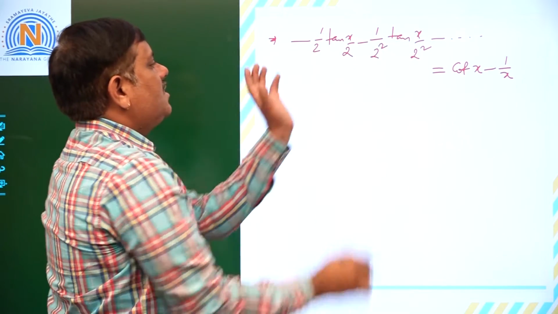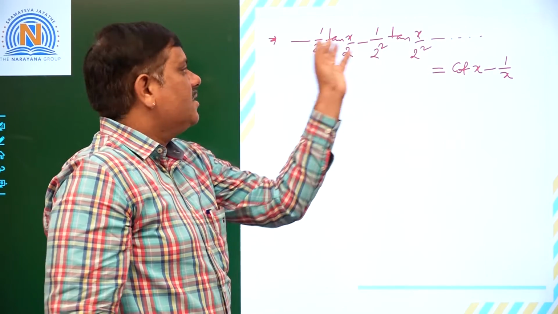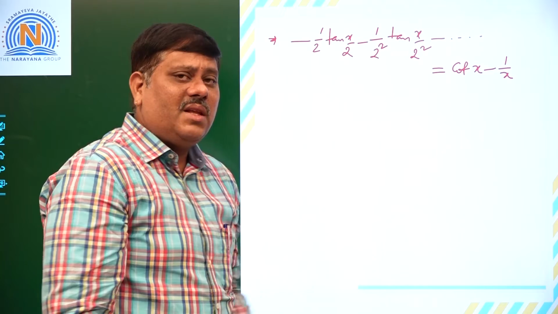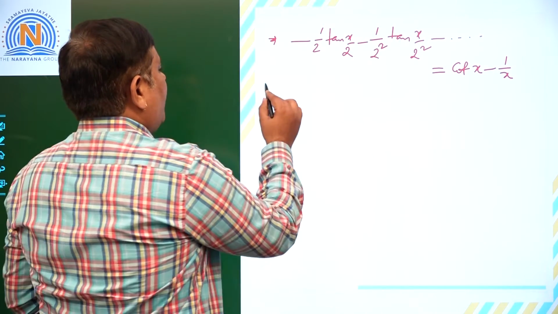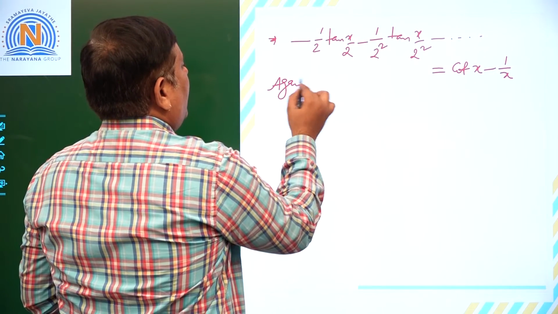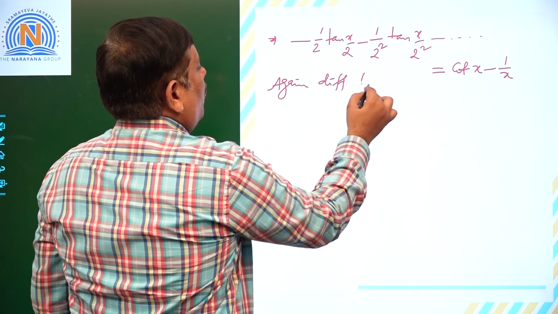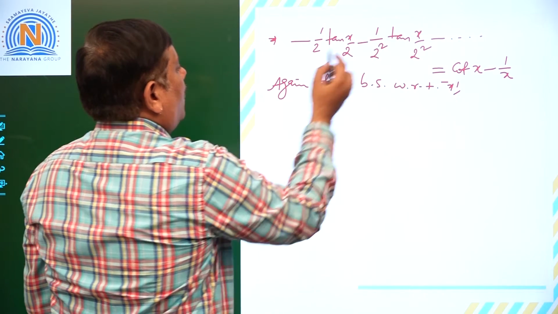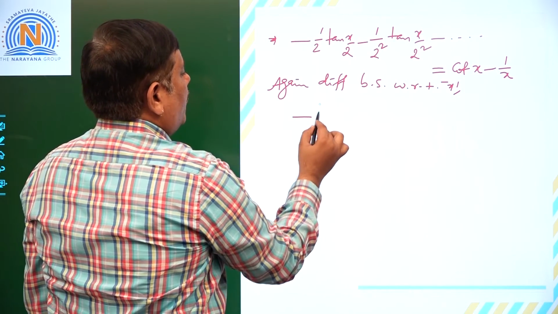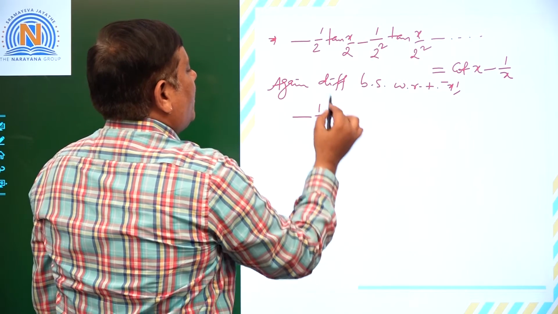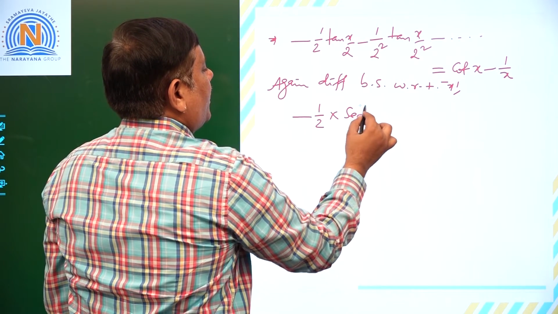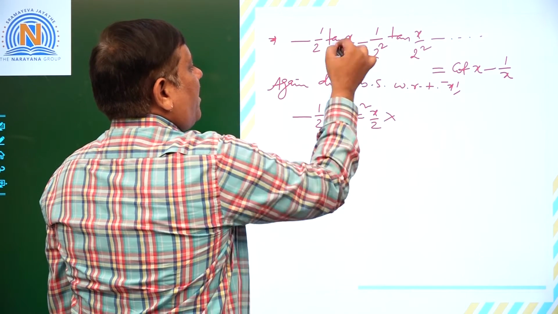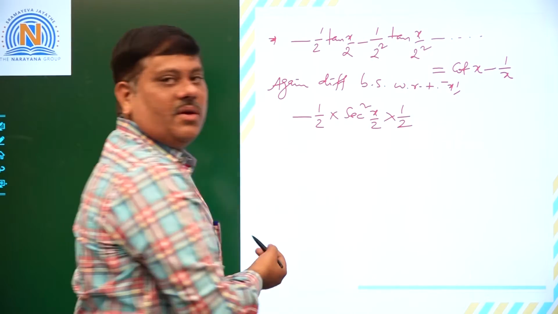Again here we don't have any secant square terms. How to get them into the picture now? Again differentiating both the sides with respect to x. What do you have now? Derivative of this function: minus 1 by 2 is a constant, and derivative of tan x is secant square x into derivative of x by 2, which is 1 by 2. That is chain rule, right?